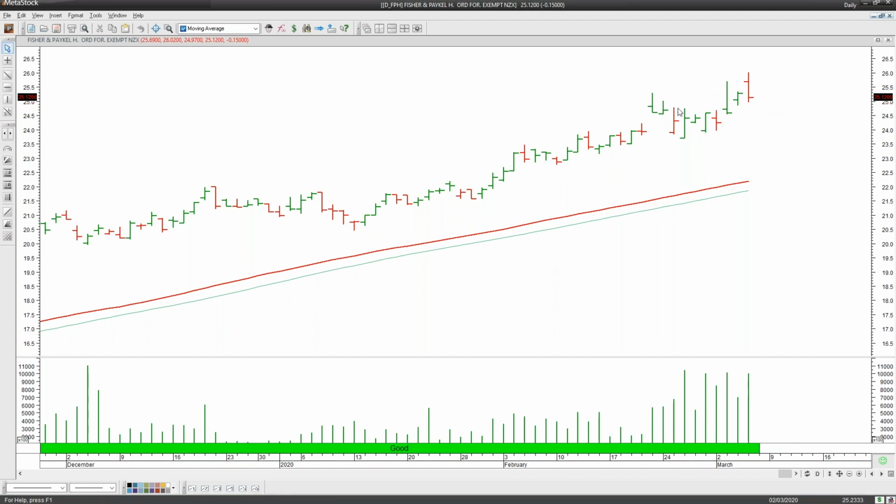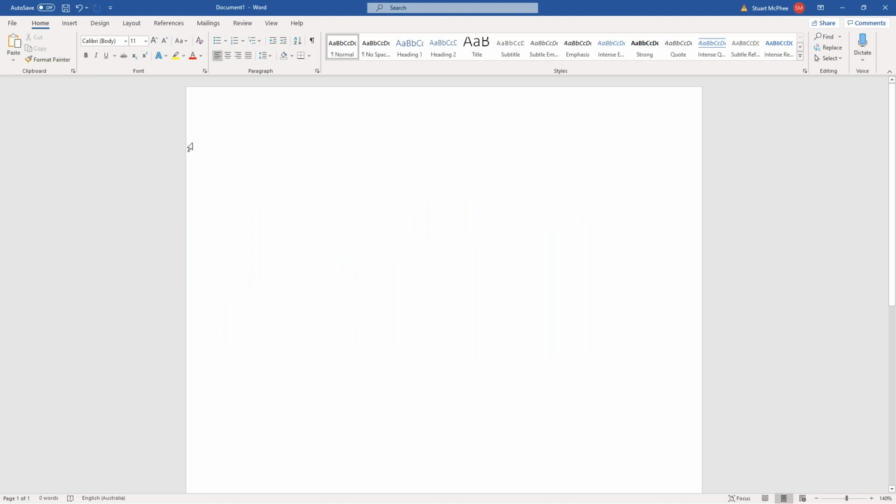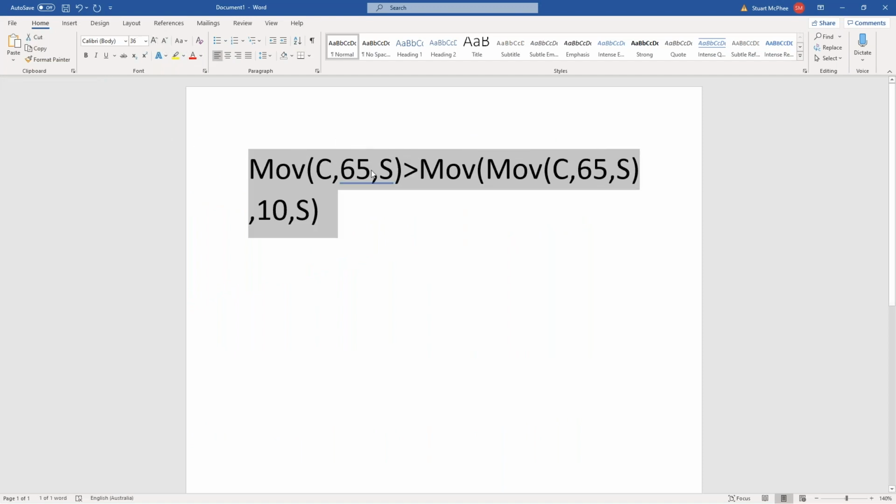How do I tell if this is going up? Because the price is above the moving average. How do I tell if the moving average is going up? Because the moving average is above its own moving average. And using the formula language, I can actually do that quite easily in MetaStock. In fact, I've got Word open here for you, just so I can make it a bit bigger.